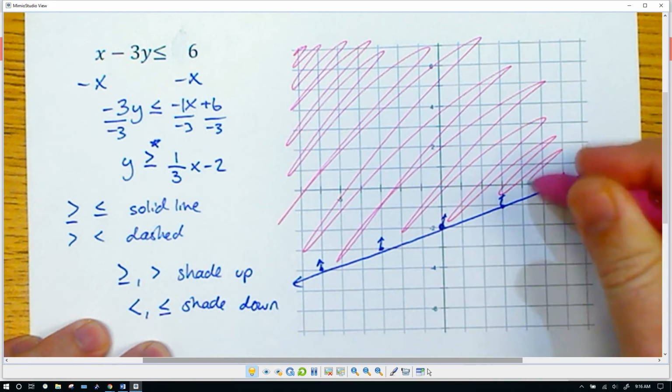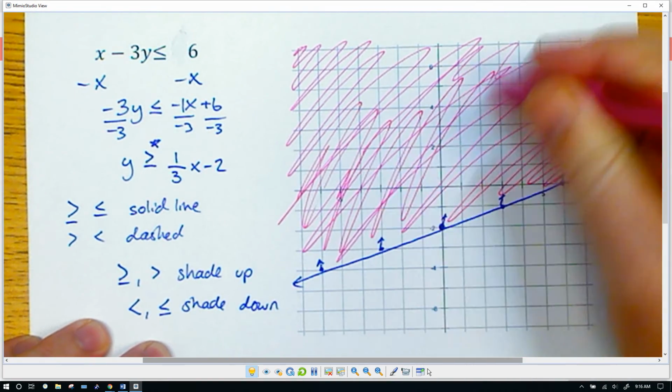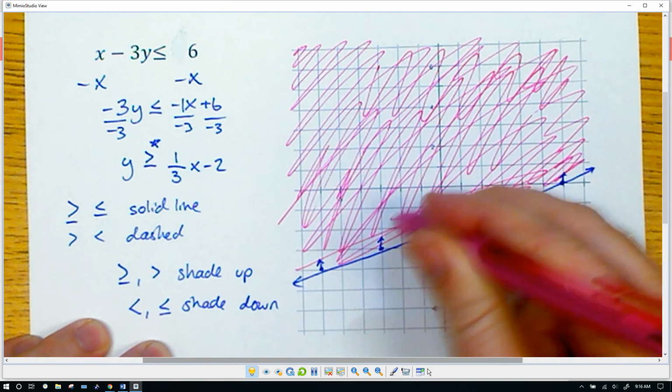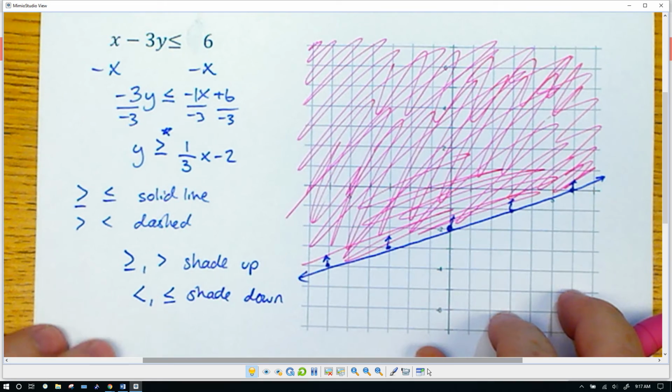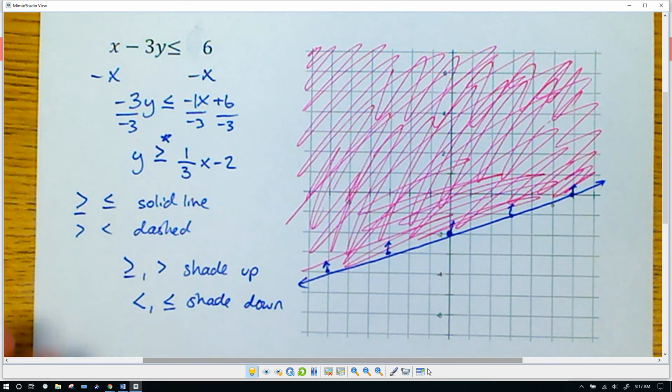So everything in here. I got a little overzealous with my shading. You just have to lightly shade yours. You don't need to worry about filling everything in like I just did. Now it looks like a giant mess, but that's okay. All right, and I want to show you that this trick worked.